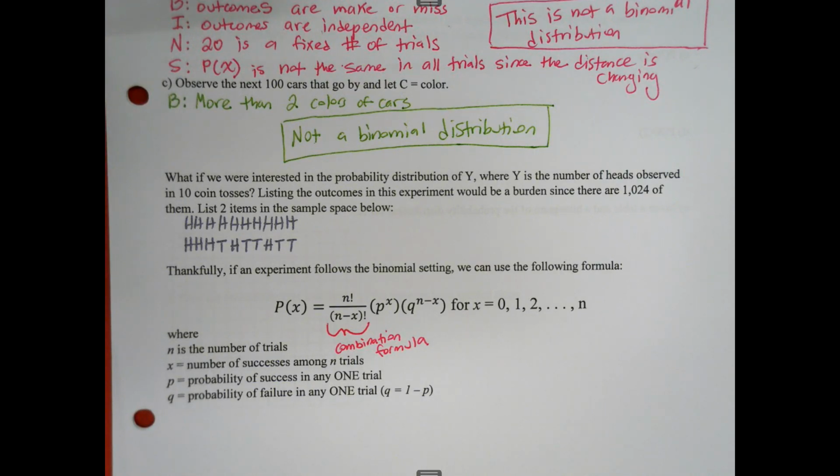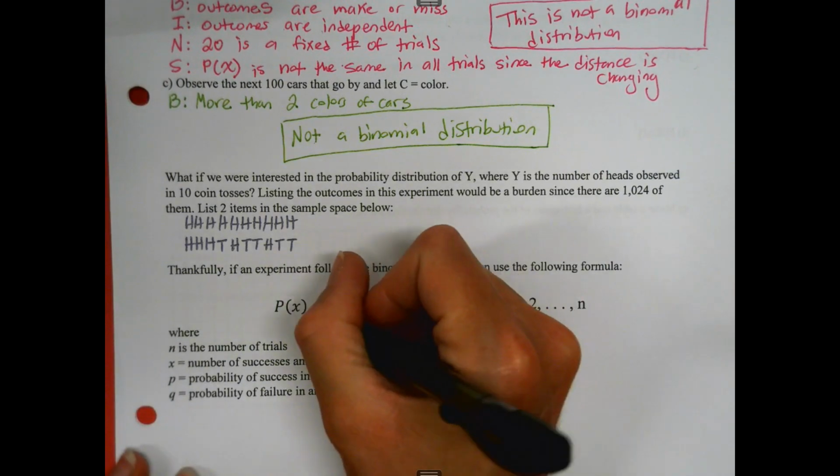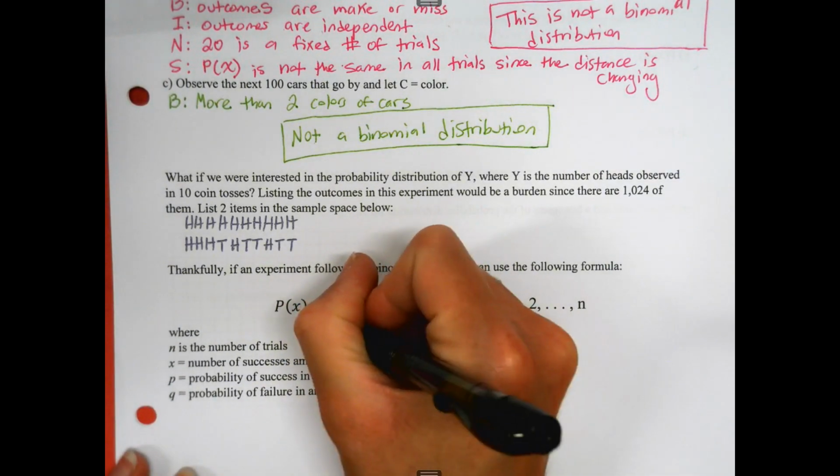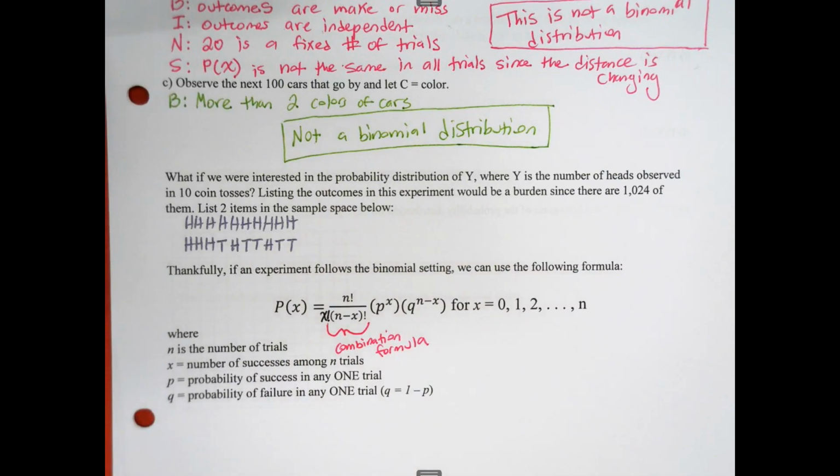And there happens to be a typo in it, because it should be n factorial divided by x factorial times n minus x factorial. Then we multiply by p to the power of x times q to the power of n minus x for every x value from 0 all the way up to however many total trials we have.